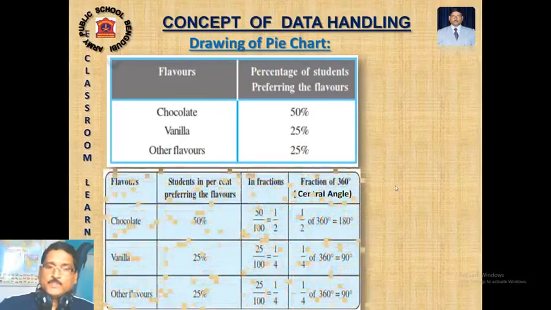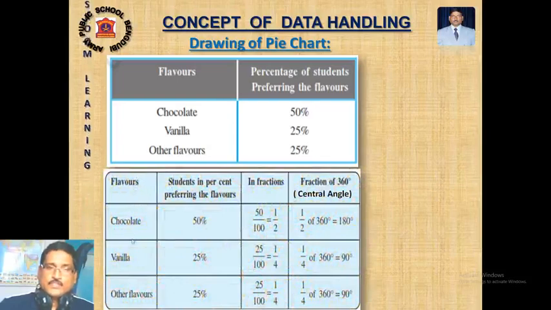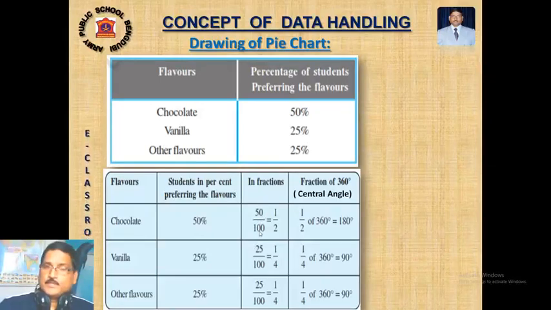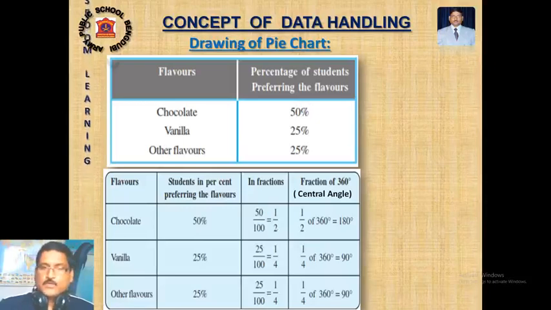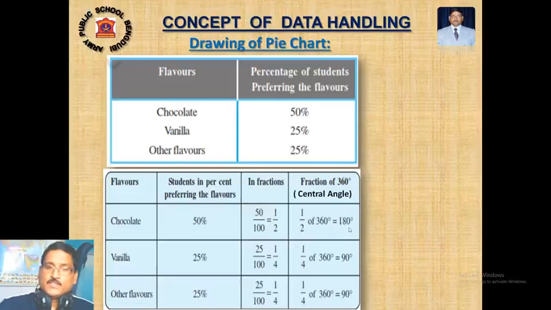Okay, let's see what the procedure is. The items are these: chocolate, vanilla, and other flavors. And the individual shares are 50%, 25%, and 25%. So now 50% means 50 upon 100. If I cut it, I will get 1 by 2. If you don't cut, still it is okay. Now 1 by 2 multiplied by 360 degrees, whatever it comes to, 180 degrees. 180 degrees means half of the circle represents chocolate. Similarly, 25%. 25% means what? 25 upon 100, and after cutting, I am getting 1 by 4.